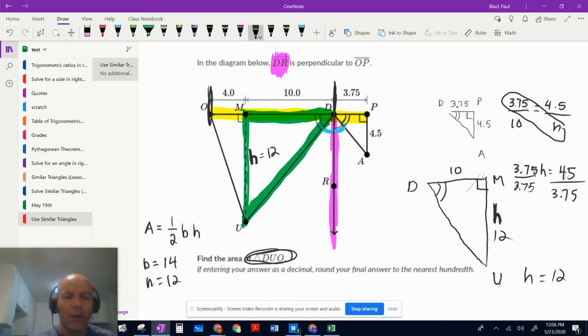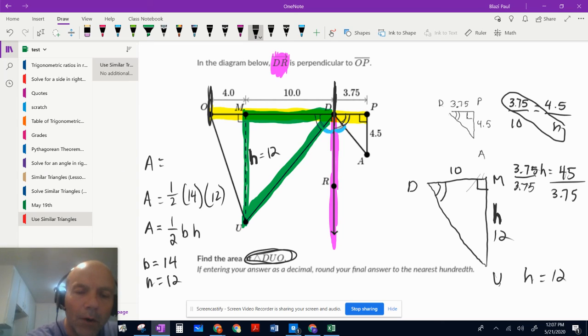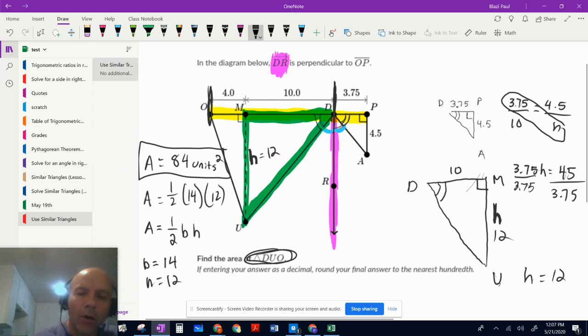And then now we're going to plug back into our original equation. So I'm going to work up the page a little bit here. A equals 1/2 times base times height. What does that equal? Well, 1/2 of 14 is 7 times 12 is 84 units squared. And boom.